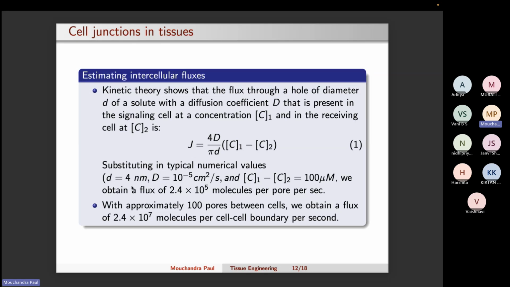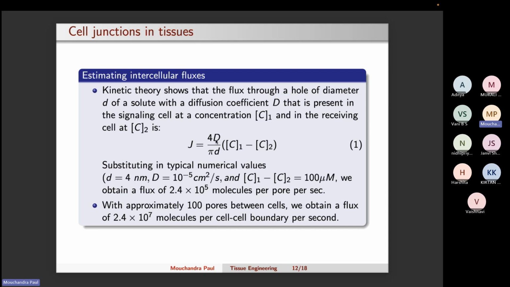And here is the diameter of the molecule. So different diameters of the molecule will change the flux, obviously. So if I ask you, suppose the diameter of the molecule increases, what do you think? The flux will increase or decrease? Ma'am, it will decrease. Correct. It will decrease because it is inversely proportional.